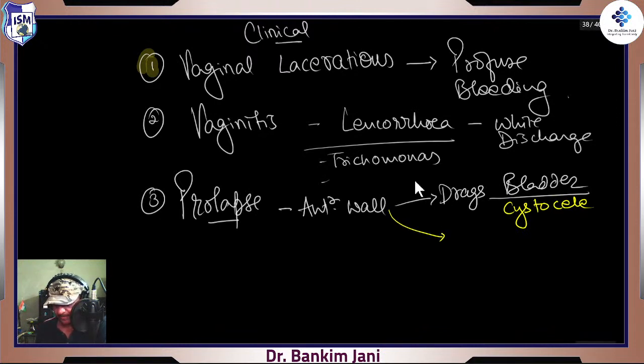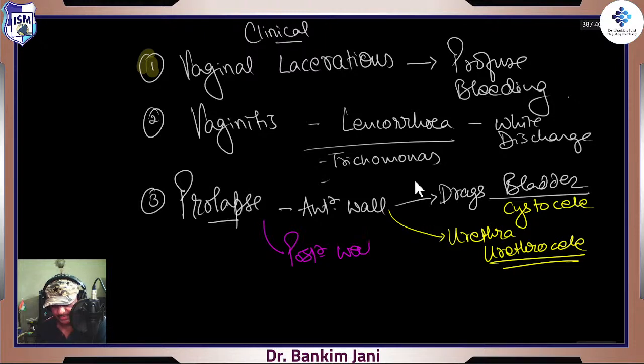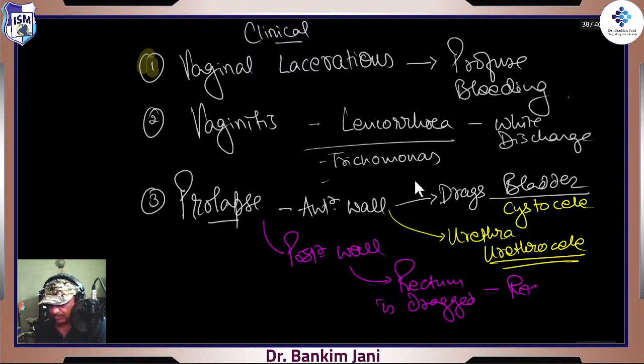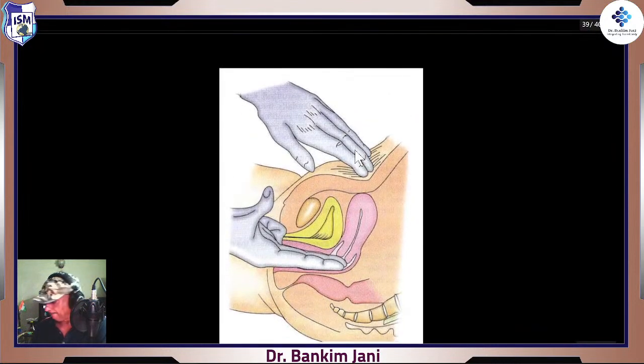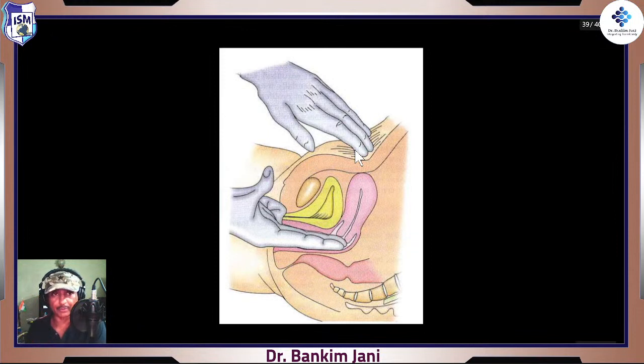If it is dragging urethra, then it is called the urethrocele, right? It makes sense, because anterior wall is associated with that. Now same way, if the posterior wall is getting dragged, right? Posterior wall is getting dragged, so then this posterior wall will pull only one structure, that is rectum, right? So when the rectum is dragged, it would be called the rectocele, right? So that's the reason these prolapses are pretty important and should be avoided.